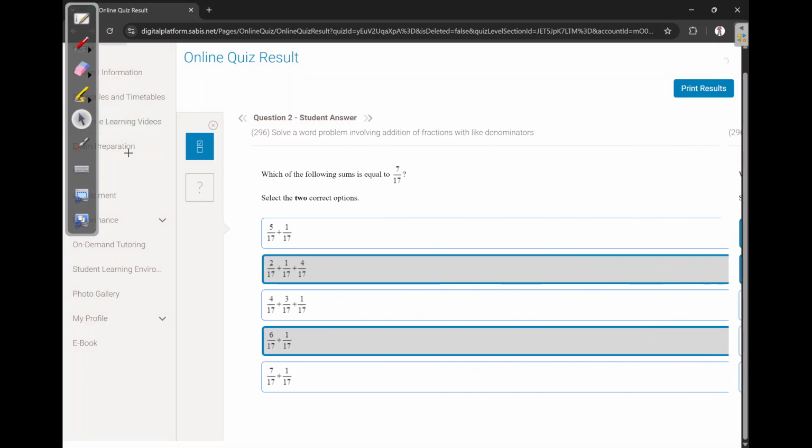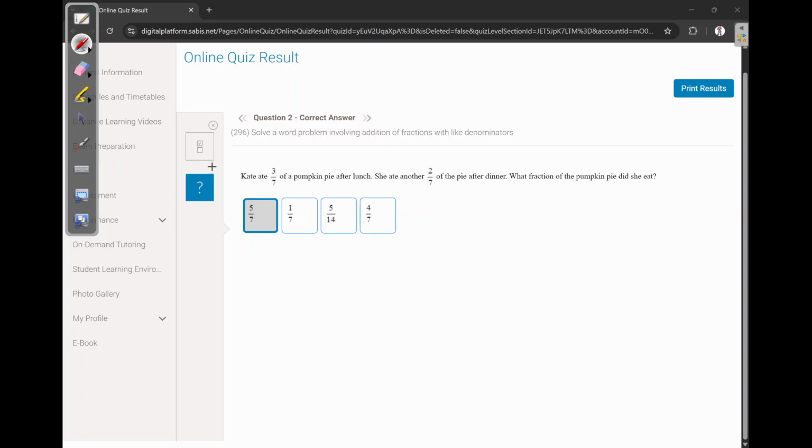Question 2. Kate ate 3/7 of a pumpkin pie after lunch. She ate another 2/7 of the pie after dinner. What fraction of the pumpkin pie did she eat? So we plus the numerator with the other numerator, which equals 5/7. Just like here.